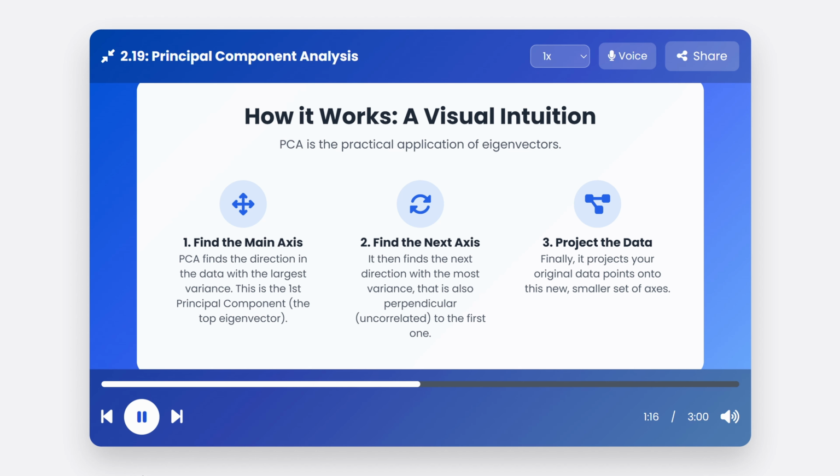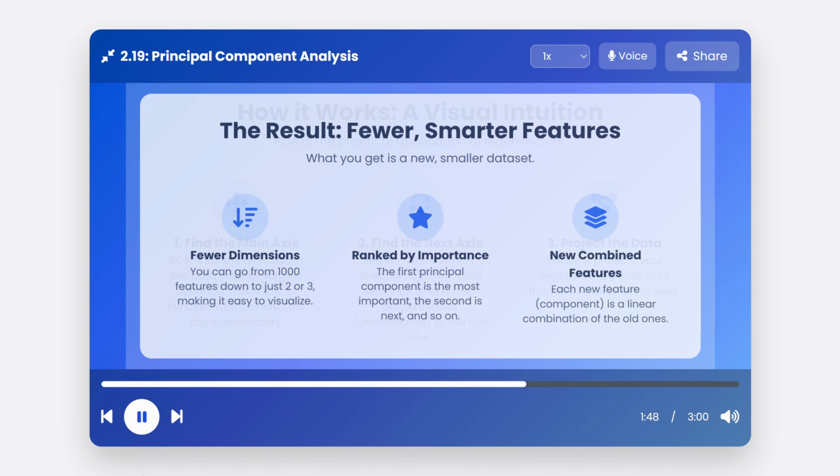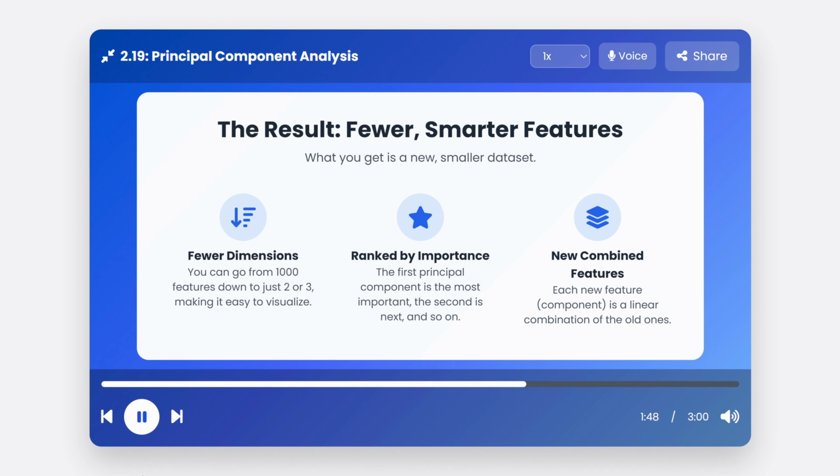Then, it finds the next most important direction that is perpendicular to the first. And so on. Finally, it takes your original data and projects it onto these new, more informative axes. The result is a brand new dataset with fewer, but smarter, features. You might go from 50 original features down to just 2 principal components. These new features are ranked by importance, and each one is a carefully calculated combination of the original features. This makes your data much more compact and efficient to work with.